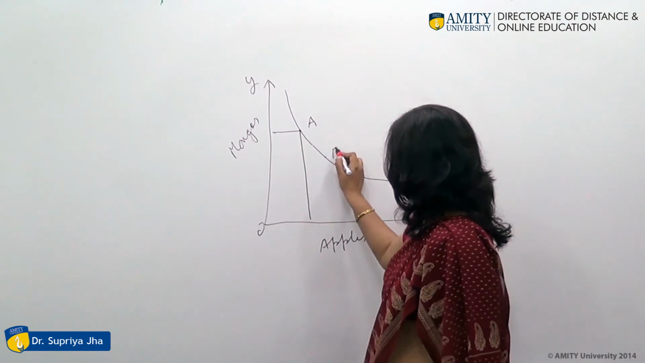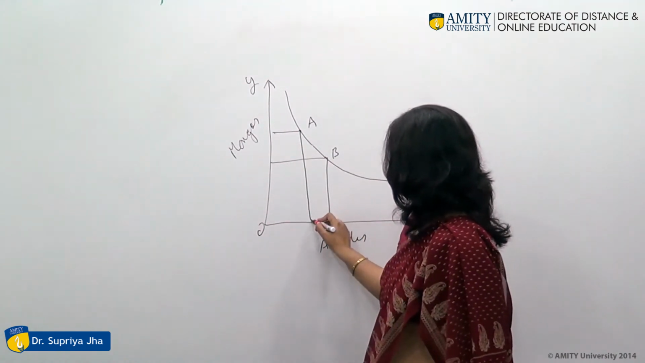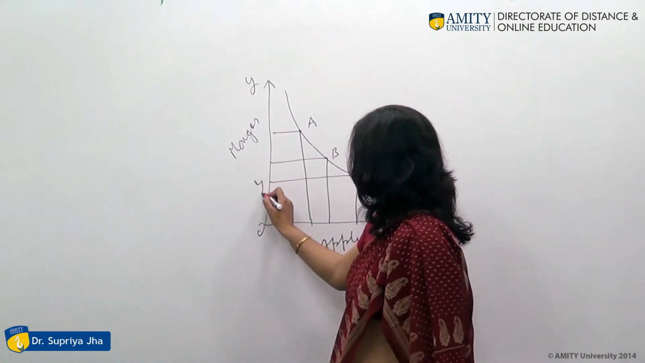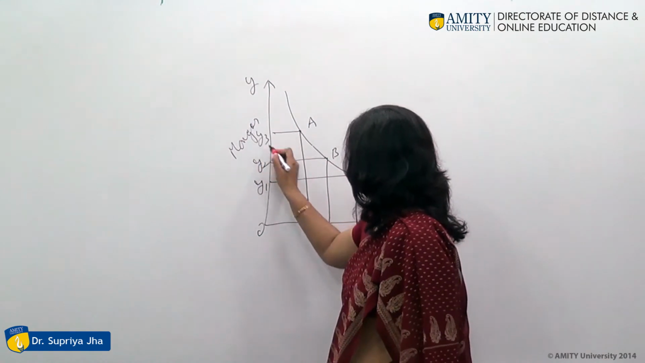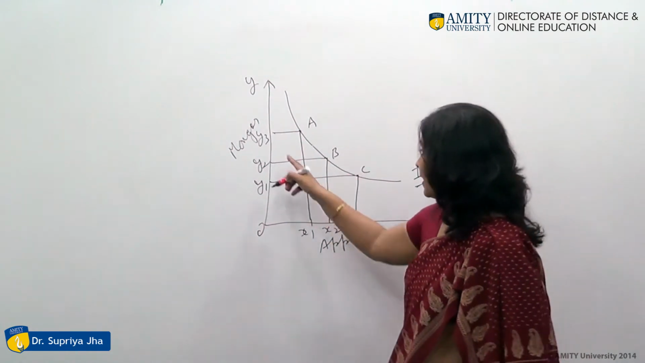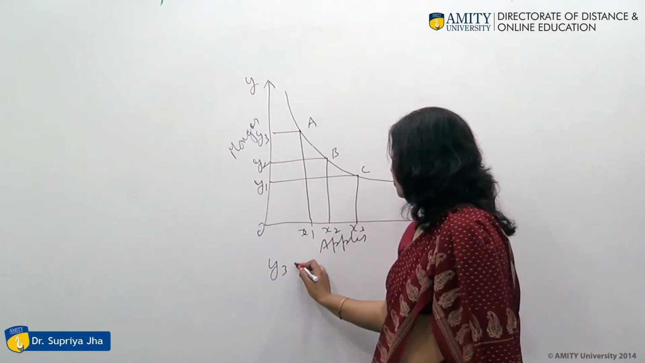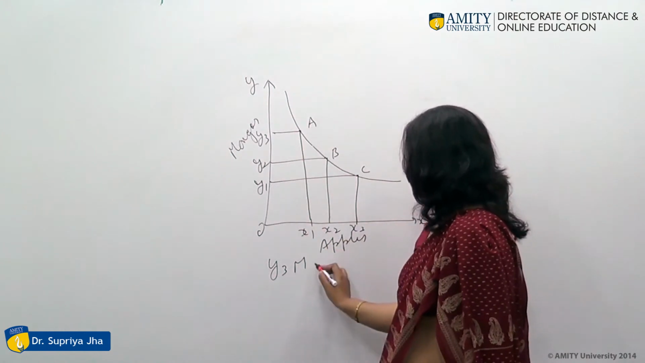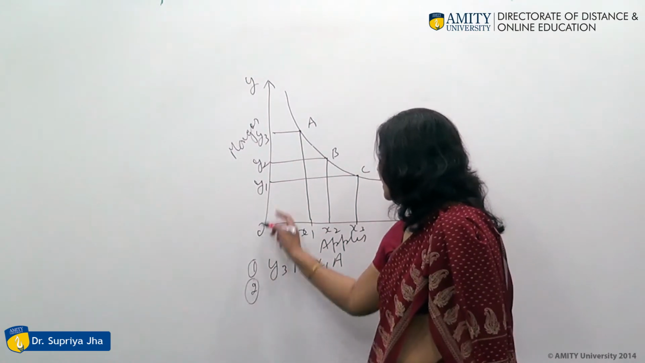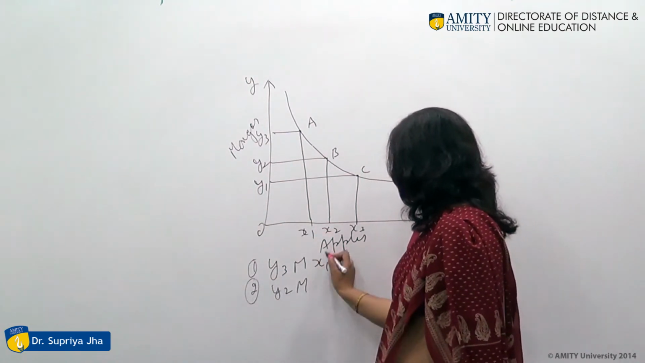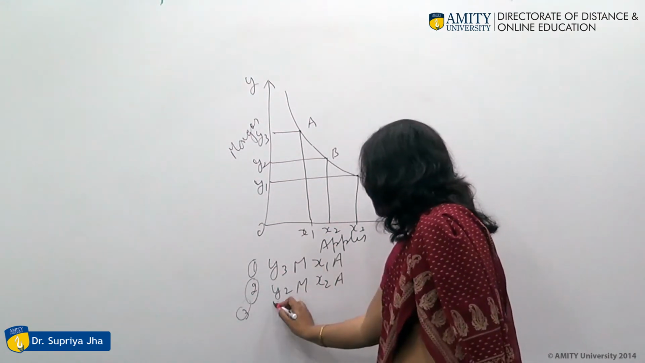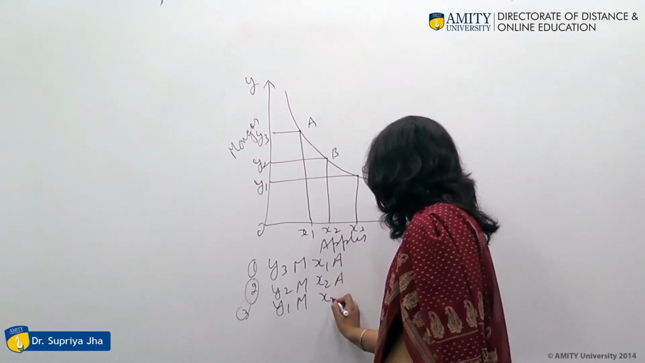A, B and C. This is y1, y2, y3, x1, x2 and x3. So when the consumer is buying y3 of mangoes, he would be able to buy x1 of apple. The second combination is when the consumer is buying y2 of mango, he is buying x2 of apple. And the third combination is the consumer is buying y1 of mango and x3 of apple.